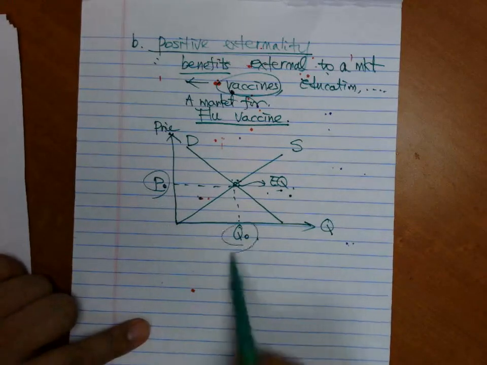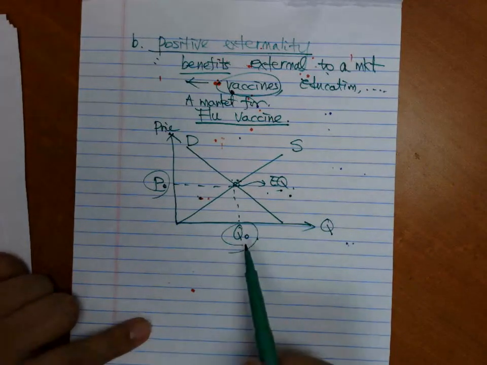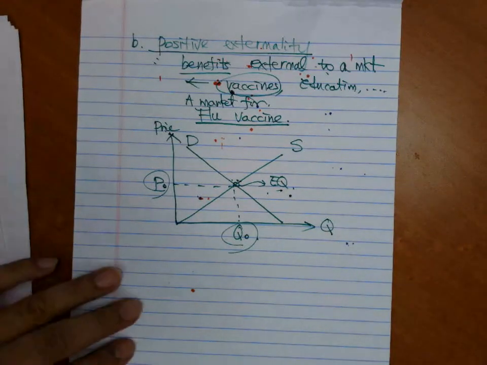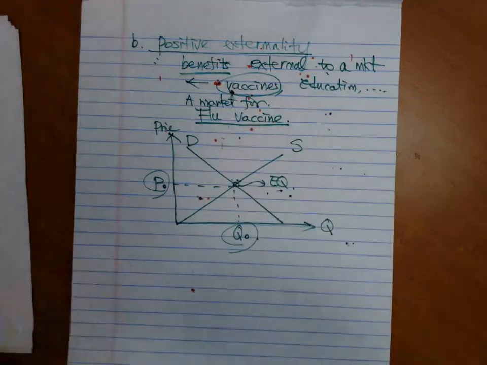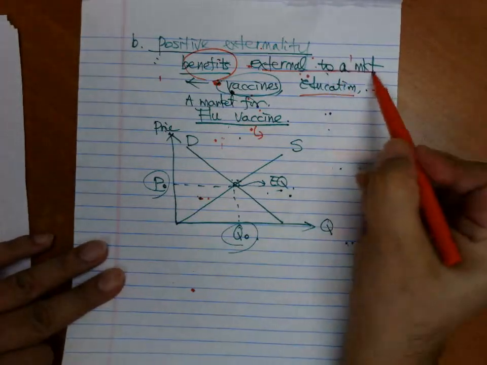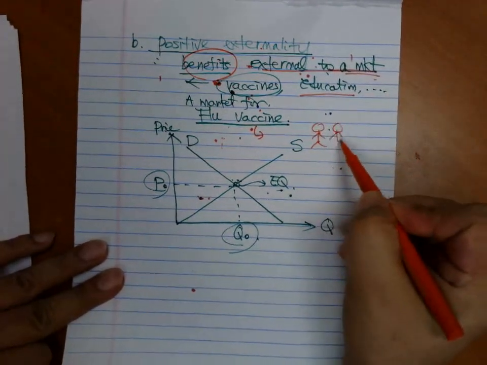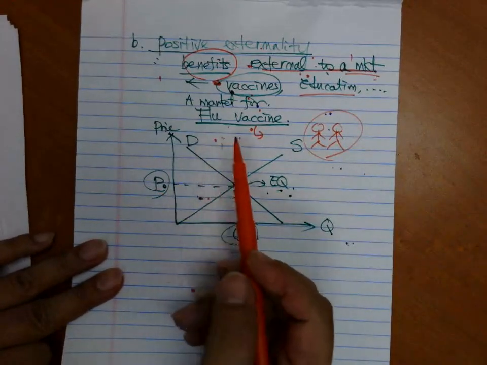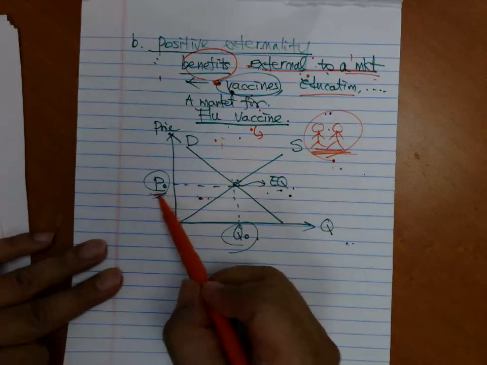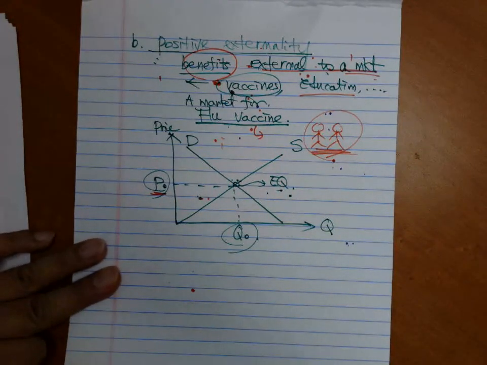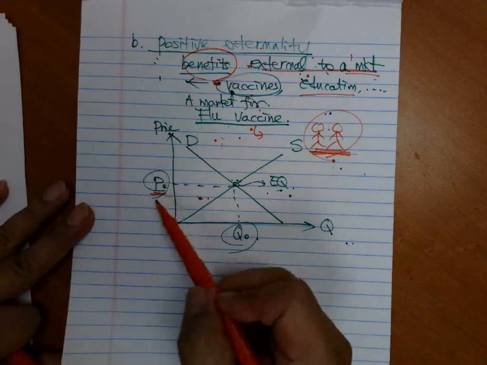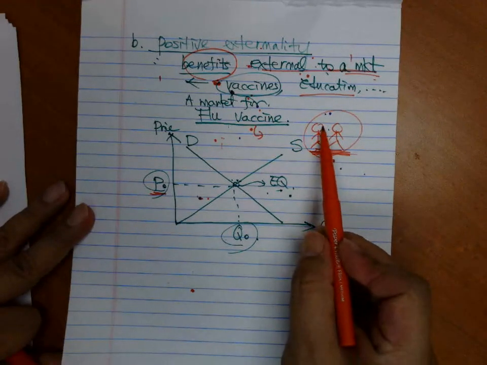External to this market. So there are some people who do not get the flu vaccine, maybe benefited because of the people who got the vaccines. So these people may think that, oh, I don't have to get a vaccine because other people get a vaccine. So these people are not buyers of the vaccine, okay? But they enjoy some benefit. So this market has positive externalities.